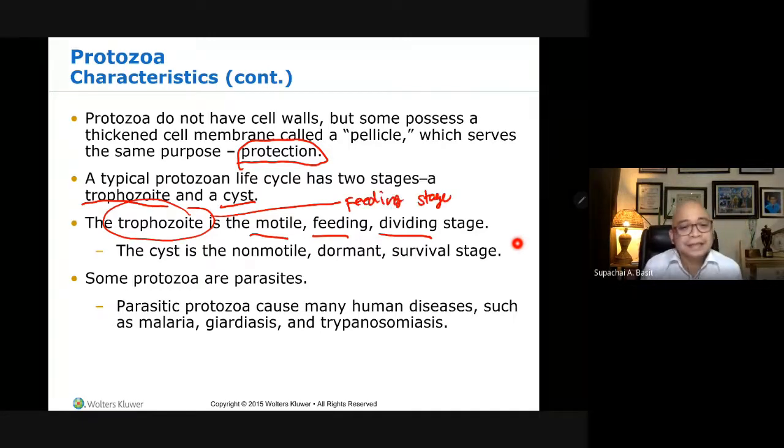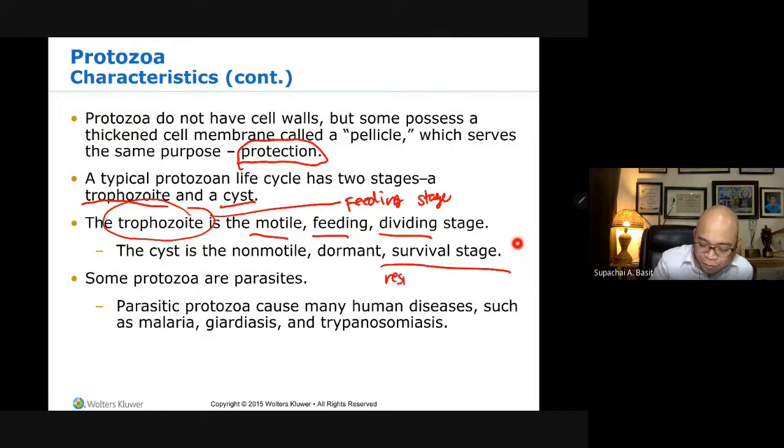The cyst, on the other hand, is the non-motile, dormant, and survival stage. It is a survival stage because it has a more resistant pellicle. That is the reason why we consider the cyst as the infective stage. Most of the time, the cyst is the infective stage of the parasite.